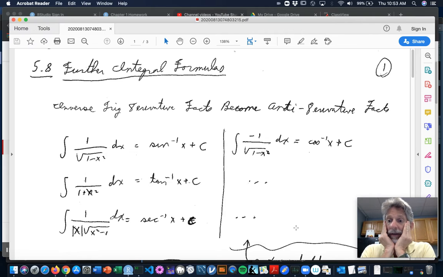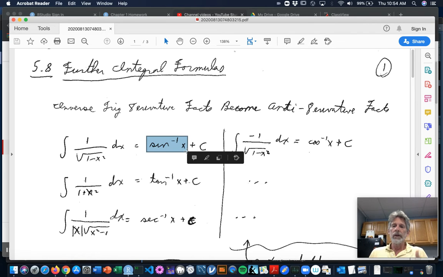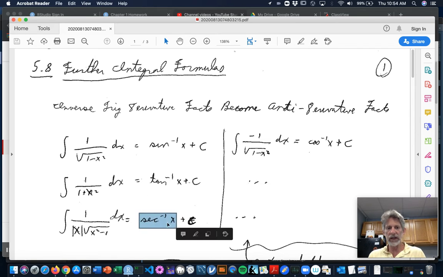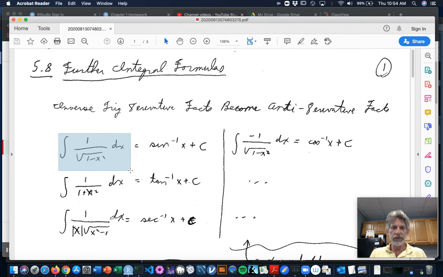In Calc 1, you learned about inverse trig functions. Like, for example, sine inverse of x, that's the angle whose sine is x, or tangent inverse x, the angle whose tangent is x, secant inverse x, the angle whose secant is x. And you learned how to take their derivatives, and you found that the derivative of inverse sine of x is 1 over square root of 1 minus x squared, and you probably went, bleh. But you should really memorize this and use it, because now this is an antiderivative fact.